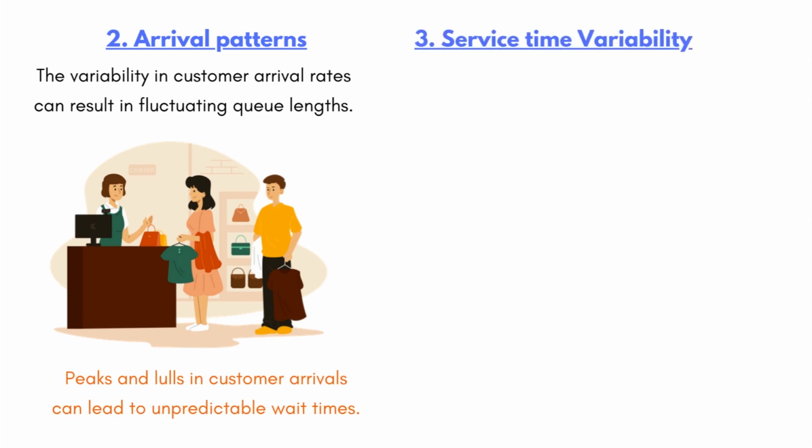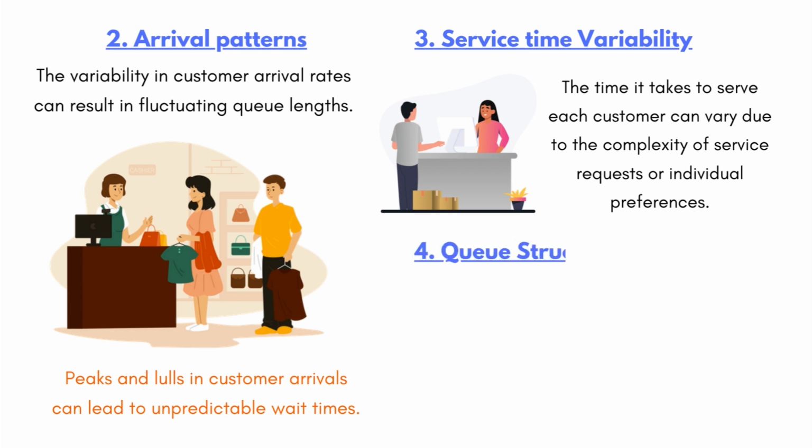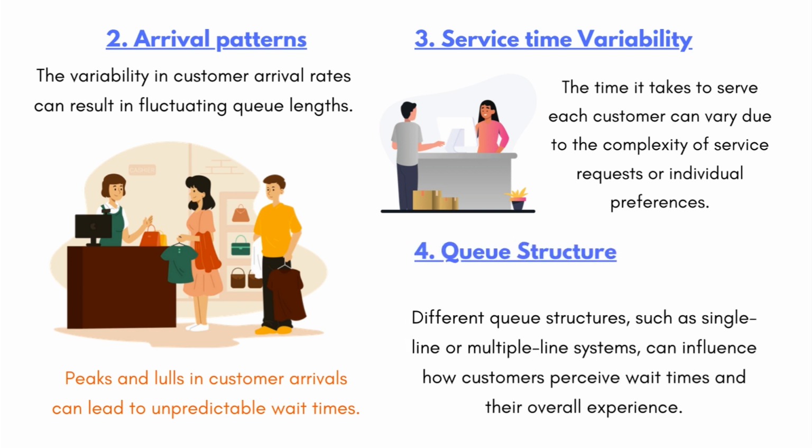Service time variability is the third factor. The time it takes to serve each customer can vary due to the complexity of service requests or individual preferences. Longer service times contribute to longer queues. Lastly, we need to consider queue structure. Different queue structures, such as single-line or multiple-line systems, can influence how customers perceive wait times and their overall experience.